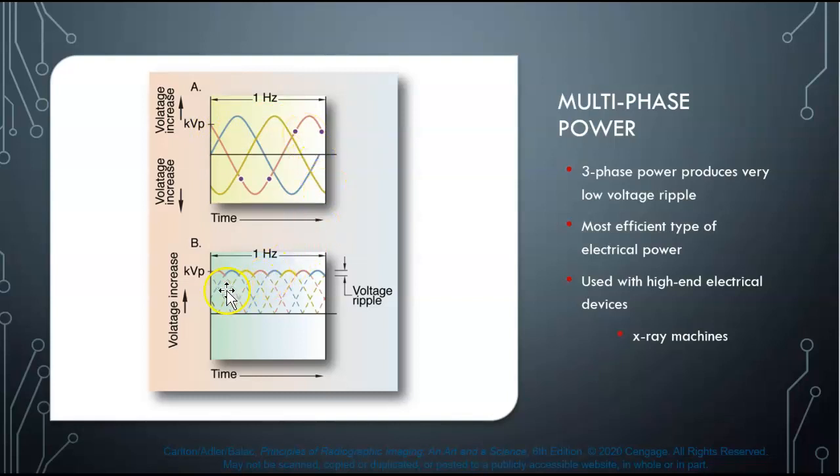So down here, if we increase our phase, you can see we're getting more ripple, so they're not as deep, okay?